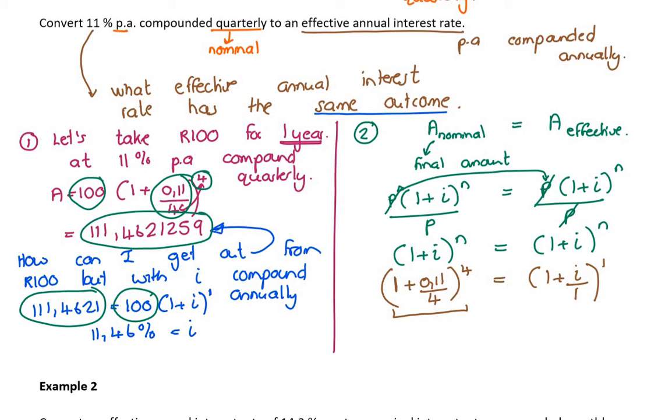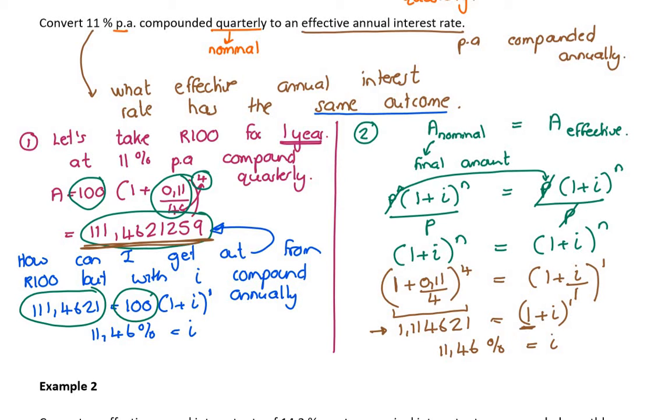If I work that bracket out, I get 1.114621, and it's equal to 1 plus i all to the power of 1, not that that 1 matters. Now, that kind of makes sense, because if I look, I'm meant to get out 111 Rand and 46 cents. So the only difference here is that I actually haven't multiplied by the 100. Now, I would minus 1, I would times by 100, so I'd get rid of this 1, and then I'd times by 100, and guess what? I get 11.46%. So personally, I prefer the second method, but lots of people find the first method more logical.